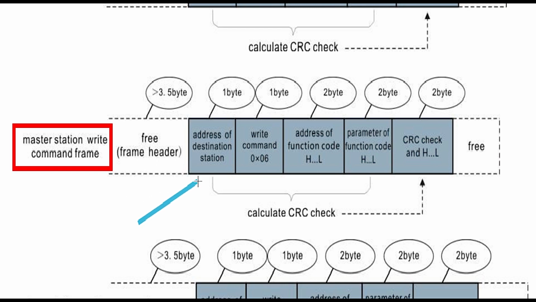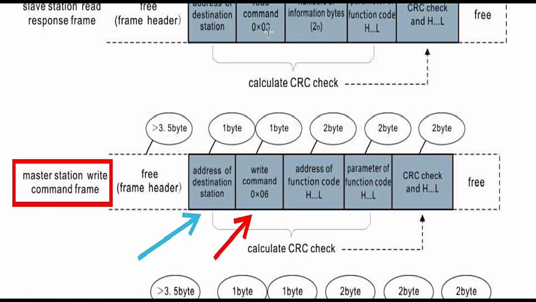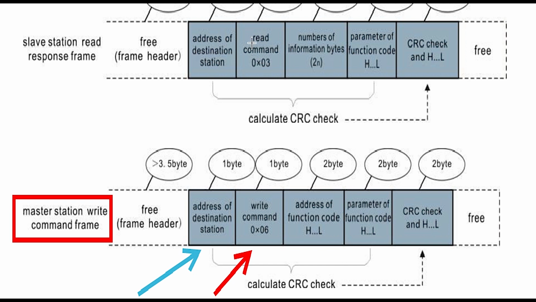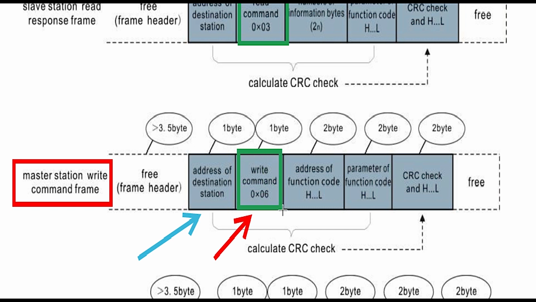We have a 1 byte slave address here, it should be sent first. RS485 can handle multiple slaves, so every slave should have a unique ID. The next byte is the write command. If you want to write something to the slave, this byte should be 6 in hexadecimal. And if you request data from a slave, this byte should be 3 in hexadecimal.